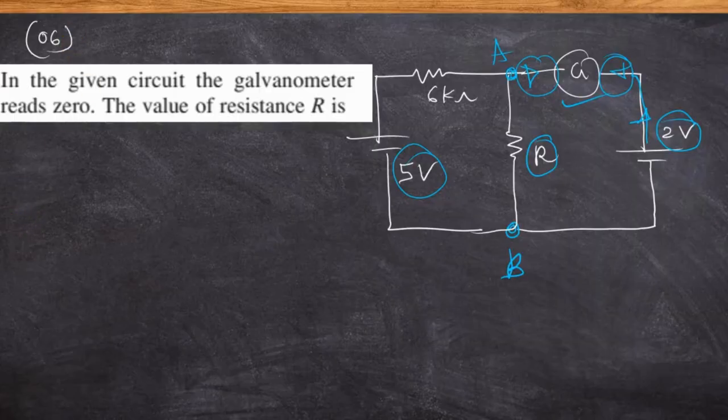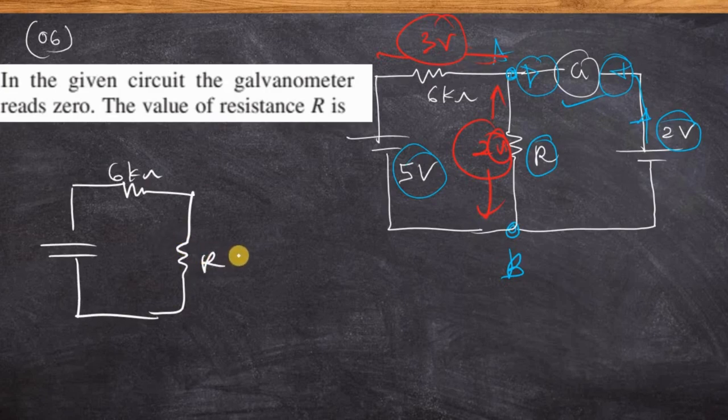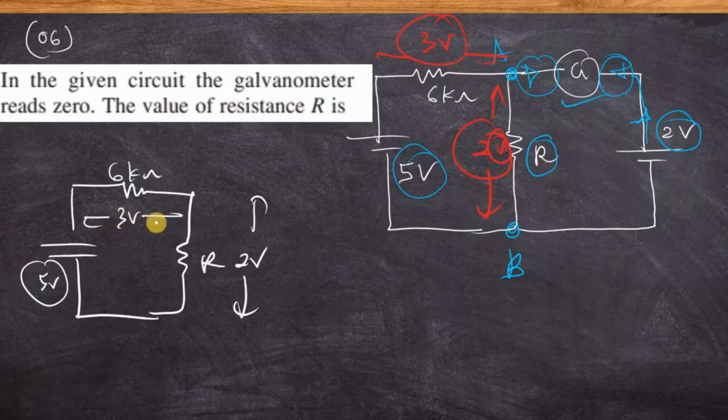All right, now we know the potential difference across R is 2, so here it's 3 volts. Let's reconstruct the diagram again. It will be something like this. It's 6 kilo ohms here, and here it's R, and the potential difference across it is 2 volts. So of the 5 volts, the rest of the potential will be 3 volts across here.